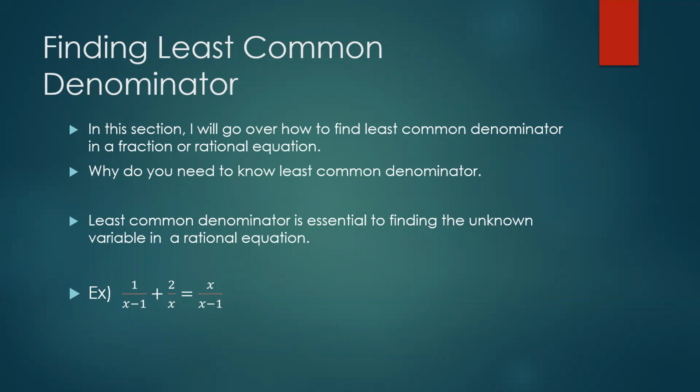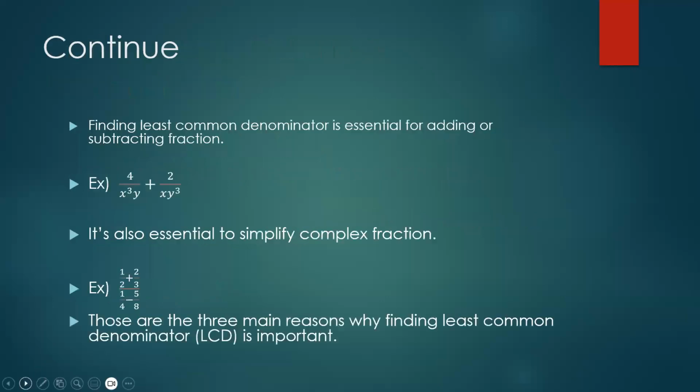like this one: 1 over x minus 1 plus 2 over x equals x over x minus 1. So you have to get rid of the fractions by multiplying all sides by the LCD. So that's one reason why it's important to find the LCD. There are a few other reasons.